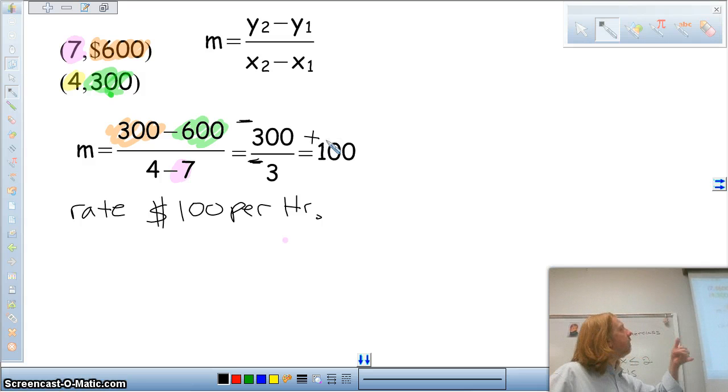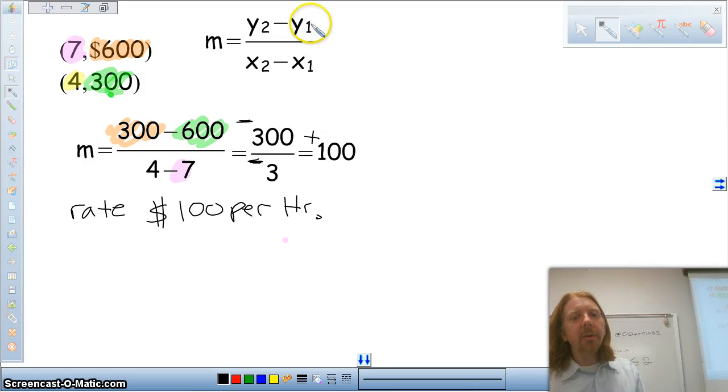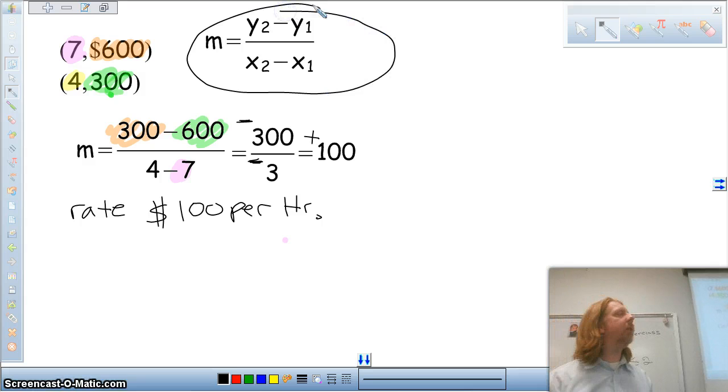Now, if I had flipped the numbers around, so I did 600 minus 300, then I would do 7 minus 4, and you still get to that rate of 100. But most of it's going to be tied in practicing that formula and getting used to your signs. The sign numbers are always where people trip with this. It's always where it gets hard and sticky and ugly. But as long as you follow the formula, you're not too bad.